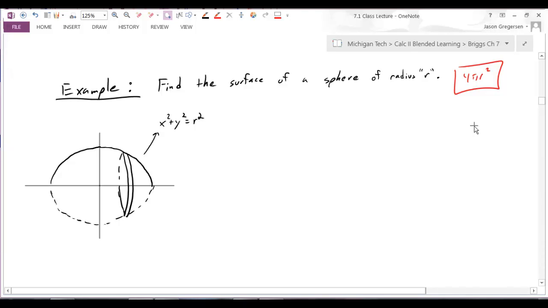Set up and evaluate an integral for the surface area of a sphere of radius r. Two things: we'll practice using our formula, and also putting in the general parameter value. Work with your neighbor.